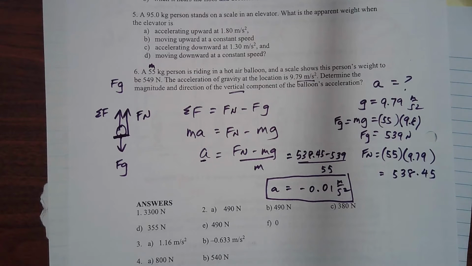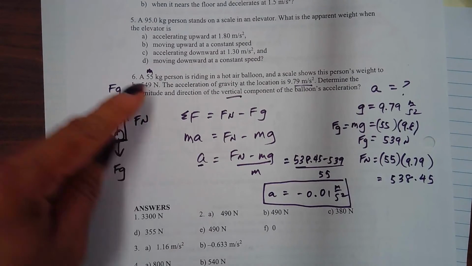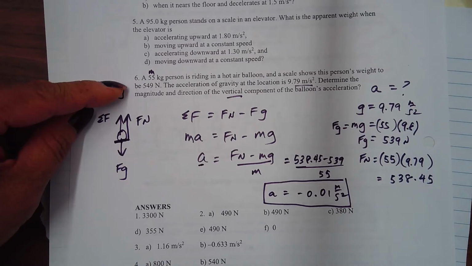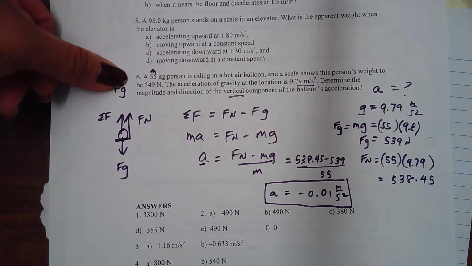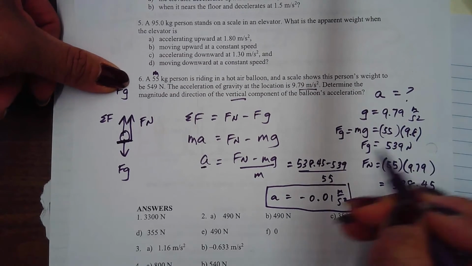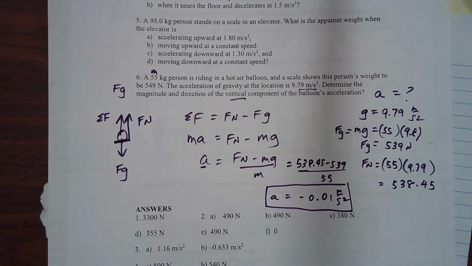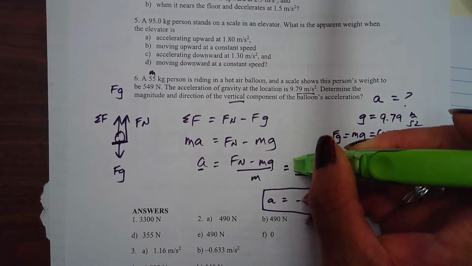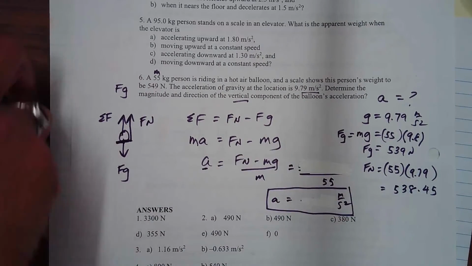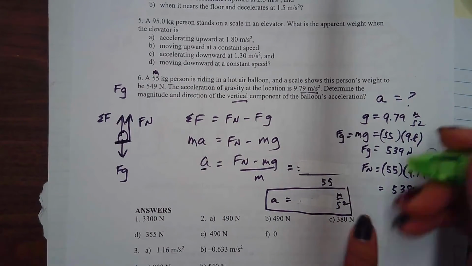Let me read the question again. Oh, wait a second. I missed that one. Yeah, the Fn is actually given here. Okay, so then the true weight will be different. So then we're gonna use, okay, that changes the question. Okay, let's erase that because we actually have the information here for the Fn. So the Fn is 549. So I didn't need to calculate that because we actually know it.